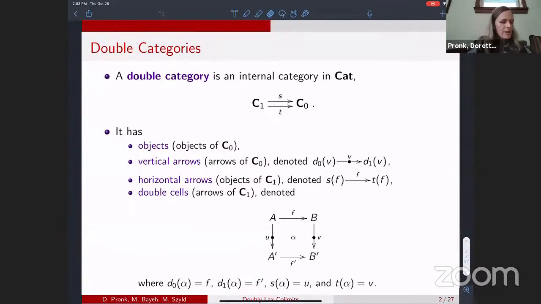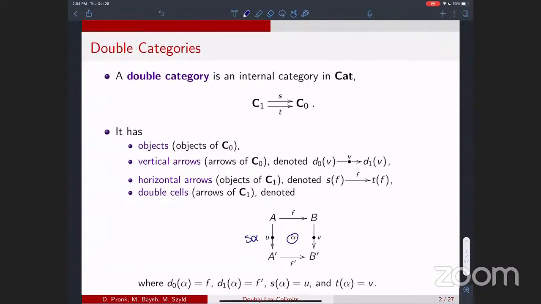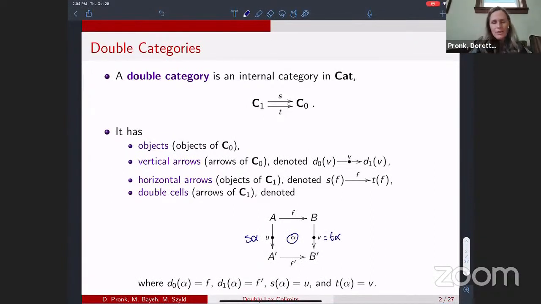They get a source and a target horizontally by taking S and T of them. Then those targets are vertical arrows. And they also have a source and target internally in C1. And that source and target give me their two horizontal arrows, which I think of as their vertical source and target. So here is the picture. We have an alpha and its horizontal target. So the S of alpha is U and the T of alpha is V. And then internally it has F and F primed as its source and target.